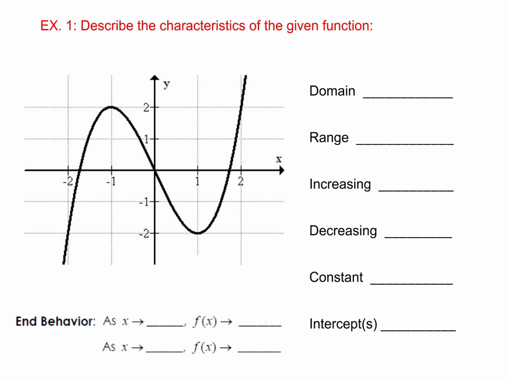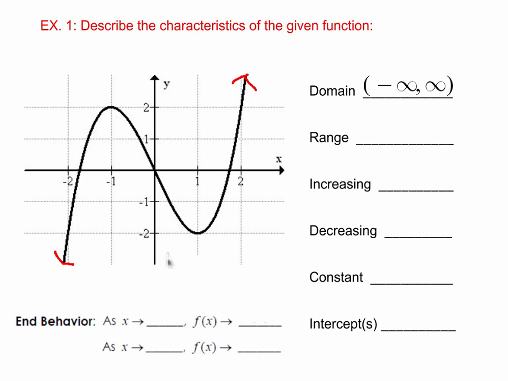So let's look at some examples. Let's describe the characteristics of this function. And this function should really have arrows at the end of it, signifying that it goes on forever. So let's talk about all our different characteristics. First off, domain. Well, because I have an arrow going to the left and I have an arrow going to the right, my domain is from negative infinity to positive infinity. Anytime you have arrows facing one to the left and another arrow facing to the right, then your domain is going to be this, negative infinity to positive infinity.